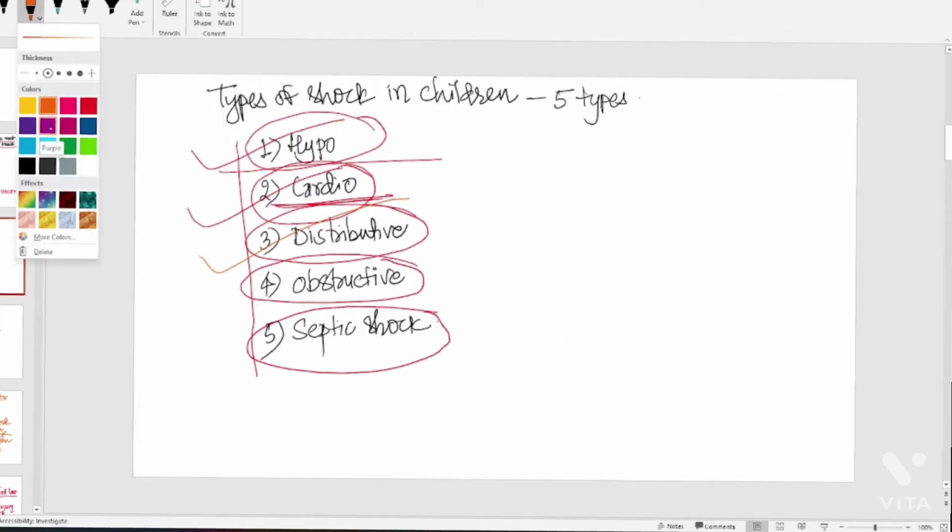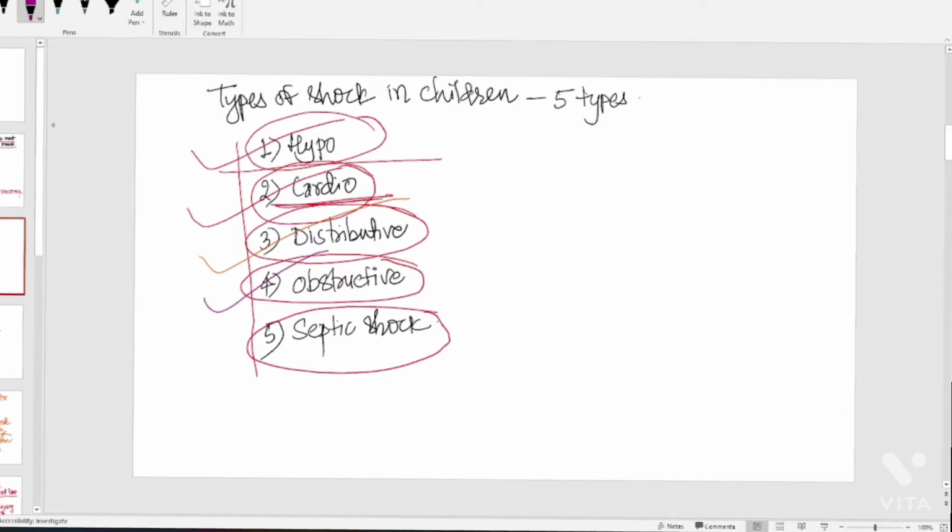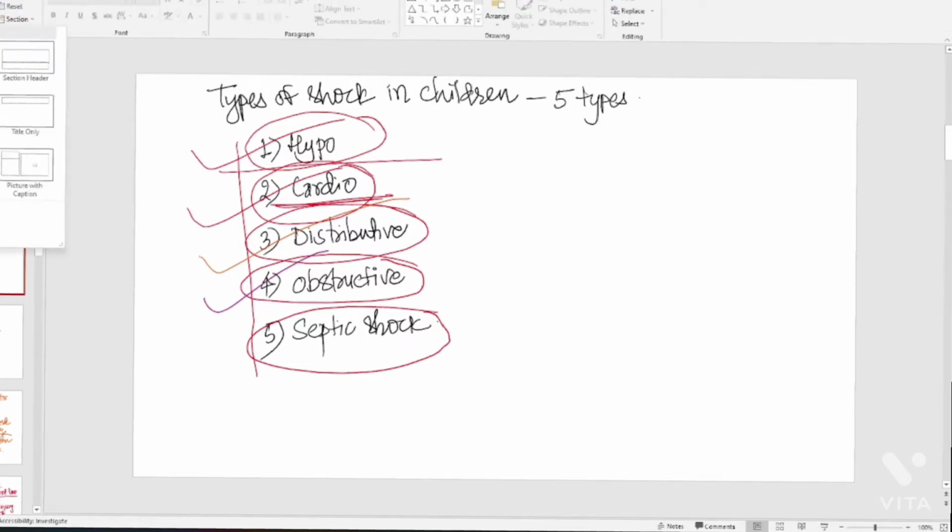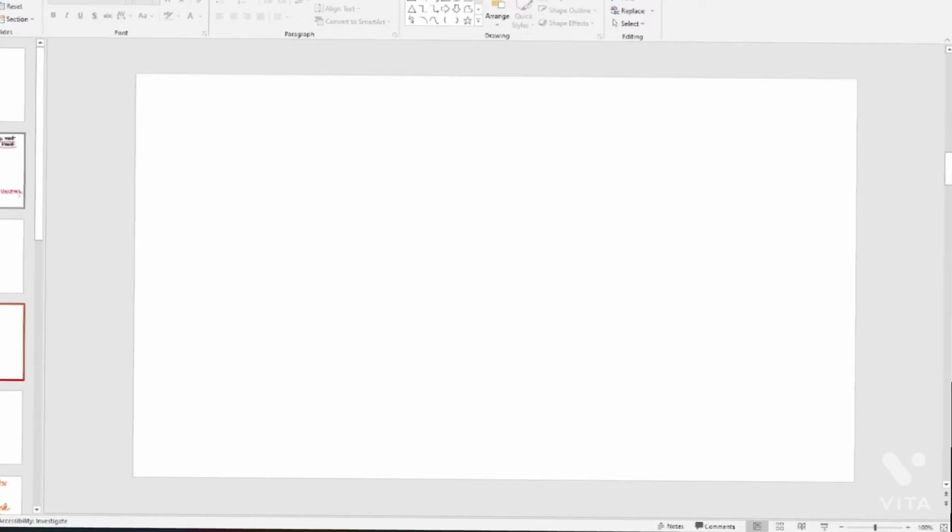Obstructive shock stems from any lesion that creates a mechanical barrier that impedes adequate cardiac output, which includes pericardial tamponade, tension pneumothorax, pulmonary embolism, and duct-dependent congenital heart lesions. Means there is obstruction. Why am I telling standard lines? Because you have to write all these things in the answer sheet. So you should know the standard lines for that.